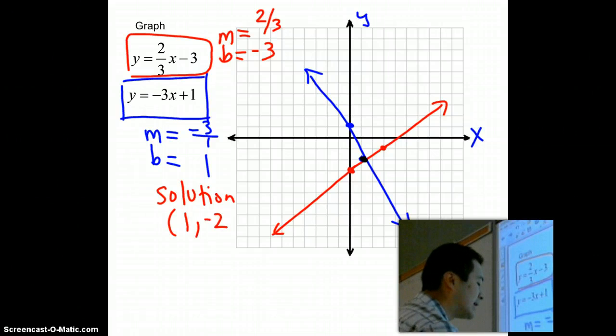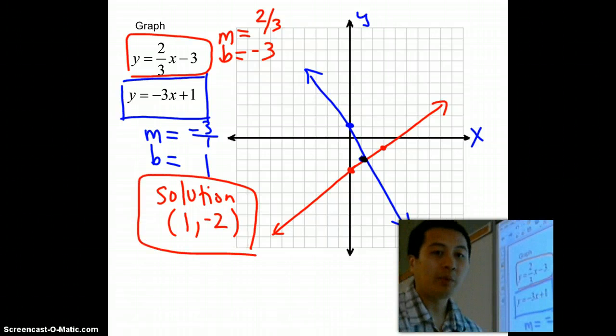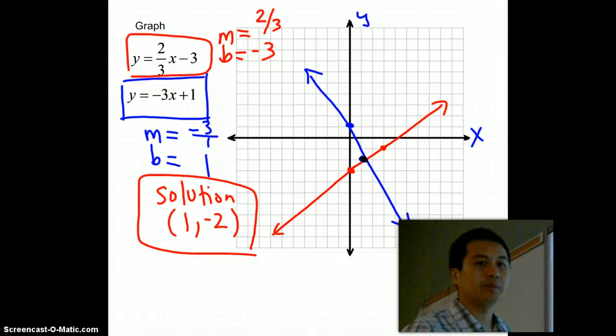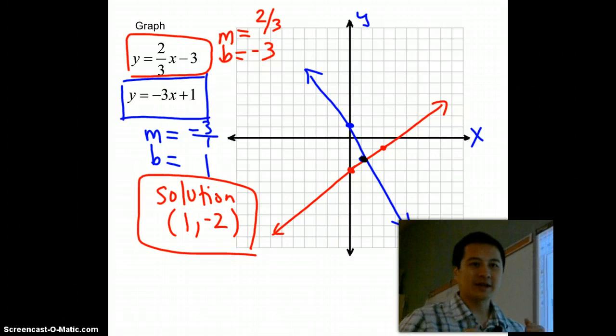1, -2. And there's my solution. That point will be the same answer for both equations. And it's just an estimate. We're trying to get close. And later on, we're going to show you other ways to solve a system that will give you more exact answers. Good? Would you like to see another one?